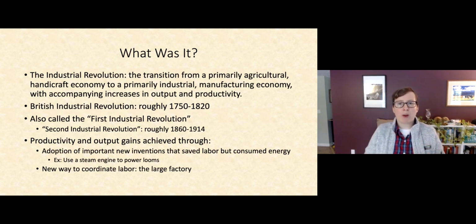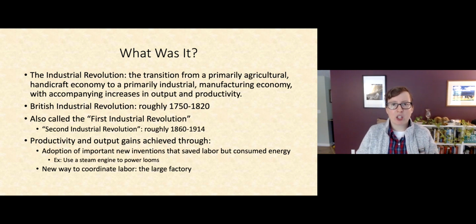When we say the Industrial Revolution, what we mean is a transition from a primarily agricultural handicraft economy to one that is primarily industrial and based on manufacturing. And with those changes, we will see an accompanying increase in output and productivity. In Britain, we pin this revolution as occurring roughly between about 1750 and 1820.